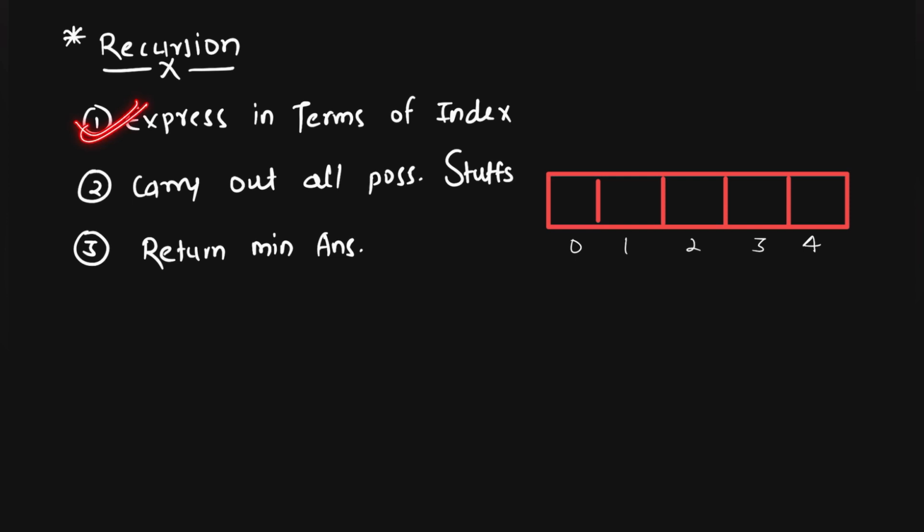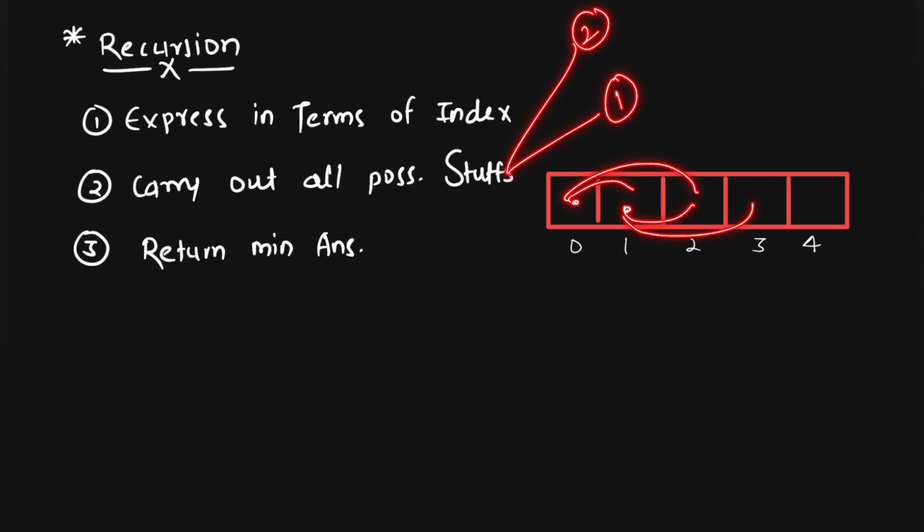The number one step is I need to express in terms of index. What does it mean? At every single index I will carry out all possible choices, so I need to make use of indexes. The second important thing is to carry out all possible steps. We have two options: either I can jump one step or I can jump two steps. At every index I will jump one step and two steps. Again at this index, and again at this index. At every single index I will carry out all possible choices.